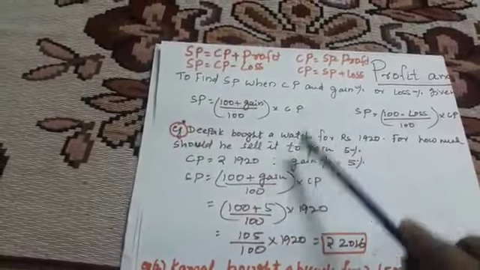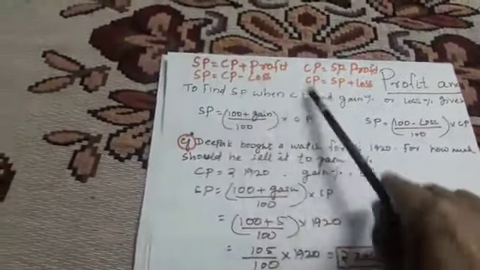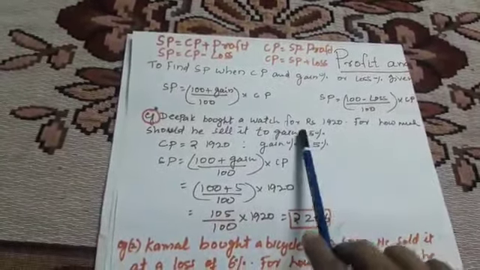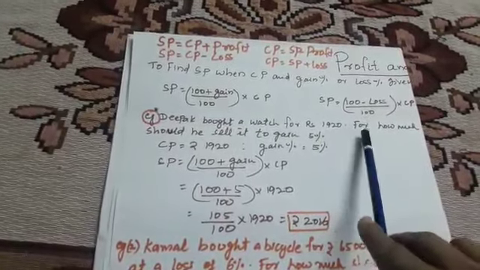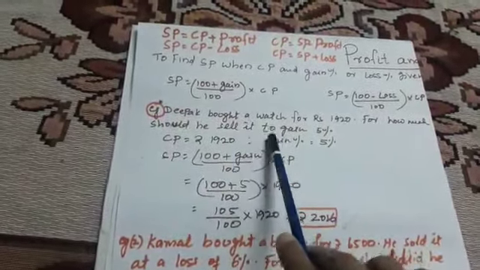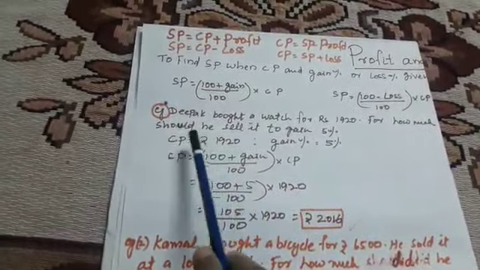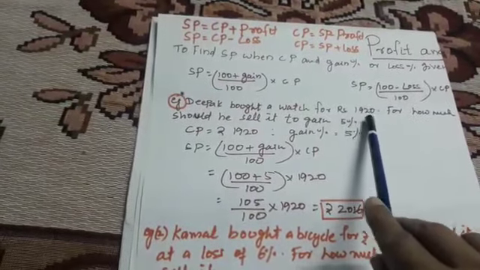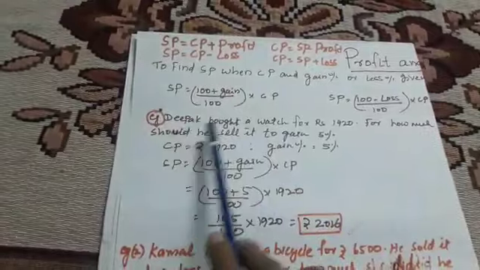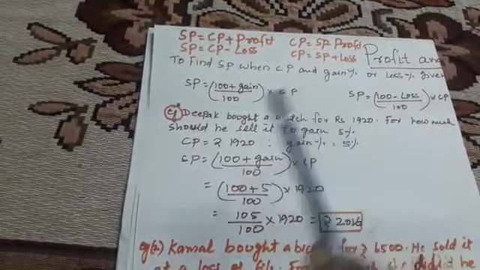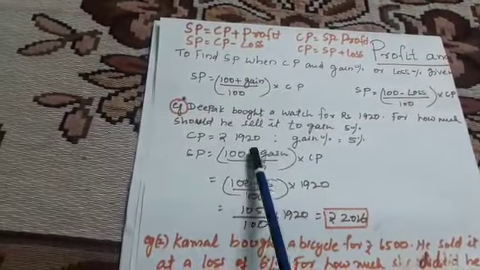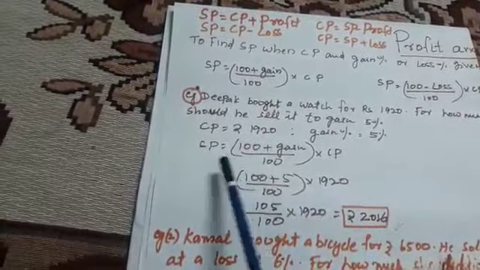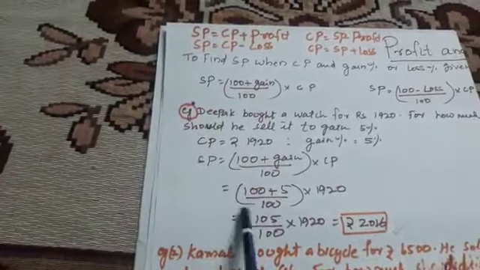Let us take an example and understand how to apply this formula. Example: Deepak bought a watch for rupees 1920, and for how much should he sell it to gain 5%? Read the question again. CP is already given in the question. CP is 1920 and the gain percentage is given as 5%. You are supposed to find out the SP of the watch.